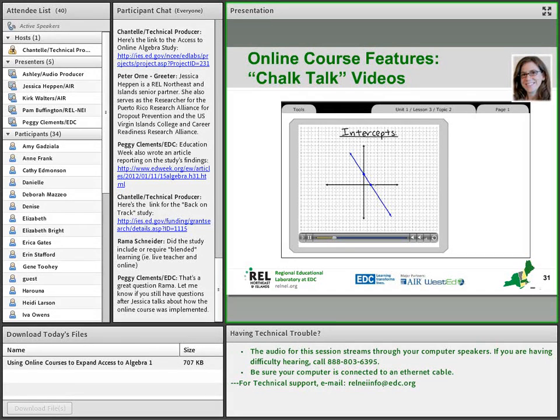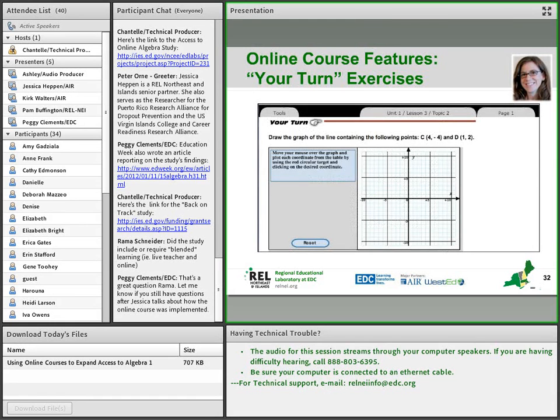And then the final screenshot shows an example of the Your Turn exercises. These were another interactive practice exercise used in the course. And in this case, the exercise was used to give students a hands-on experience with plotting coordinates. So they could use their mouse to click and draw on the screen.